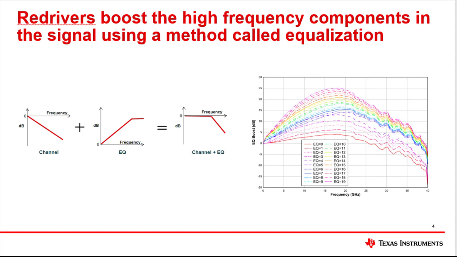The graph on the right shows the boost profile for our Gen 5 redriver. Each EQ setting from 0 to 19 that our redriver can assume has a target frequency at around the Gen 5 Nyquist frequency of 16 GHz. As you can see, the peaks of the gain curves are around 16 GHz. The question becomes then, how to implement a redriver in a copper cabled system.